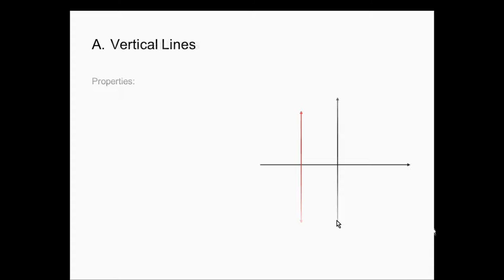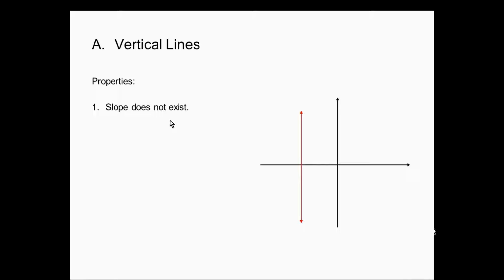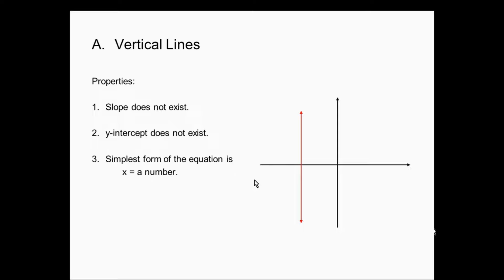Let's first look at the vertical lines. The properties. My red line is vertical, the standy uppies. The slope does not exist. Slope does not exist for a vertical line. The y-intercept does not exist. Notice this line is not crossing the y-axis. Now if it actually were the y-axis, then your y-intercept would have its y-coordinate be all real numbers.